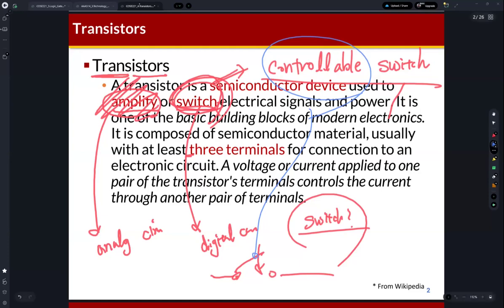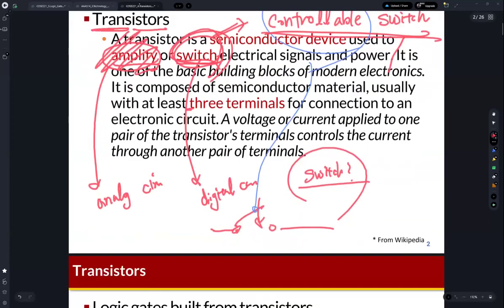That's why we use a transistor for building digital blocks or digital systems. Using a transistor, we can build basic logic gates. Using a controllable switch, we can make basic logic gates. That's why a transistor is a very basic component used for building digital systems.